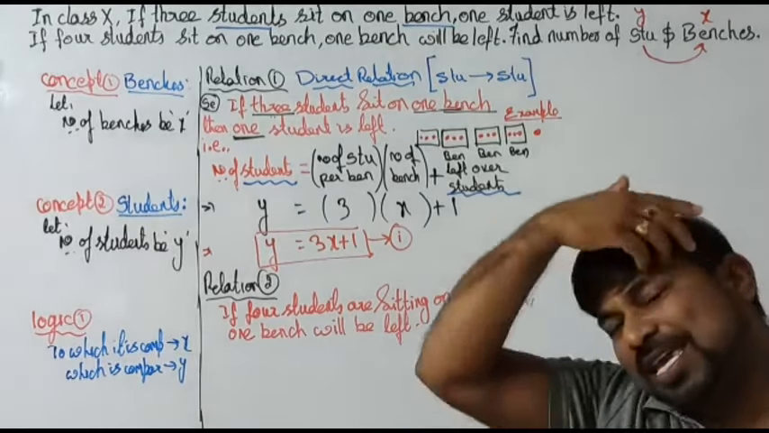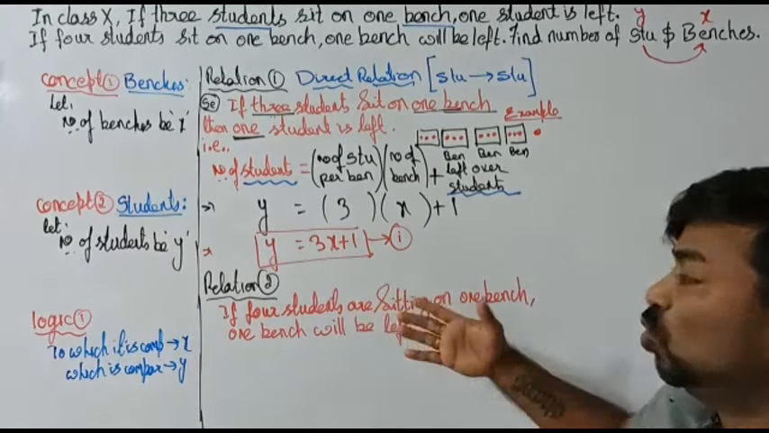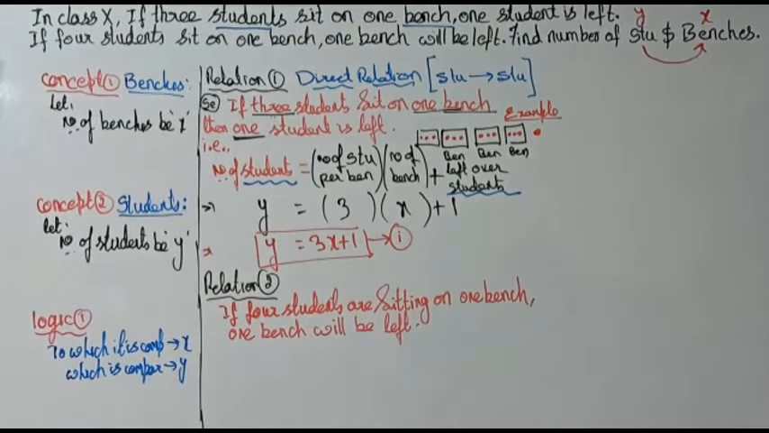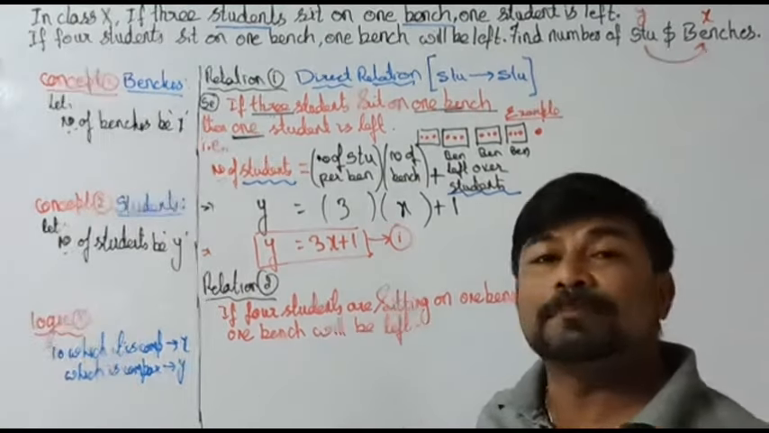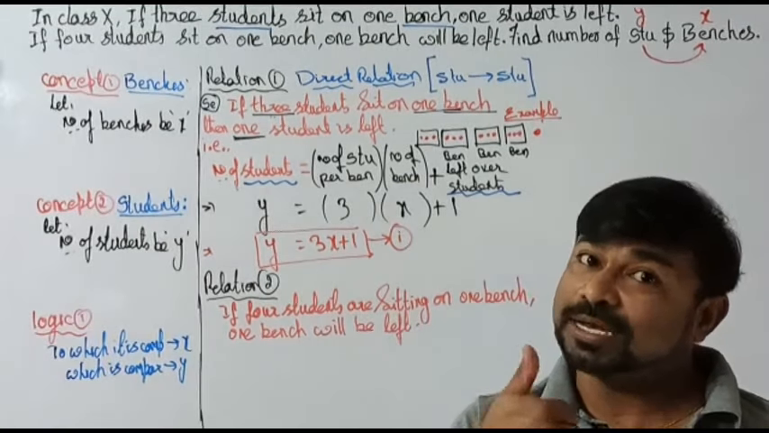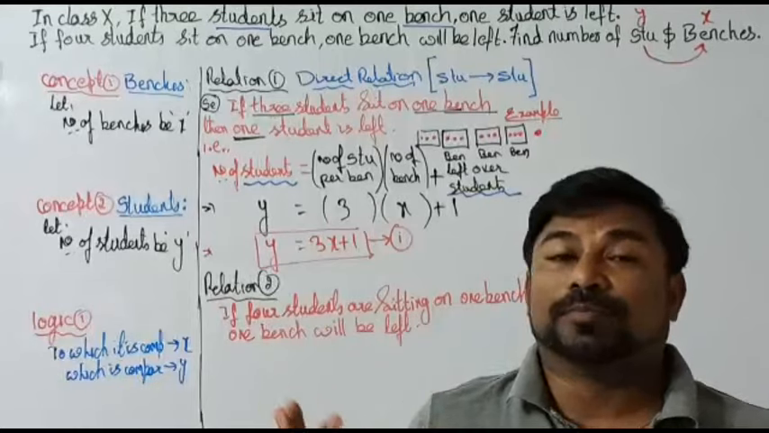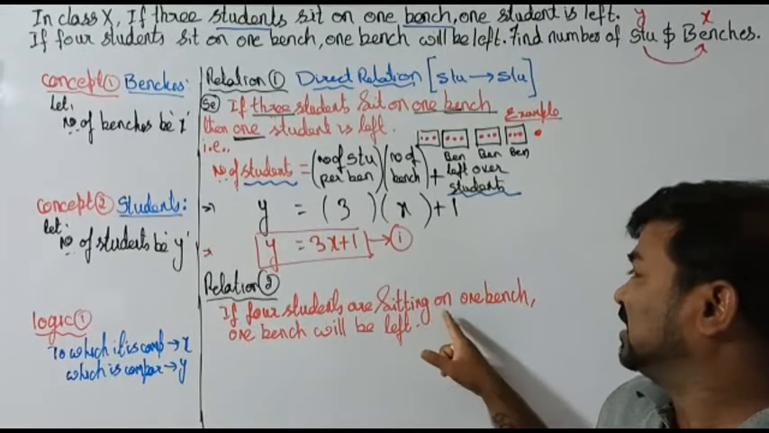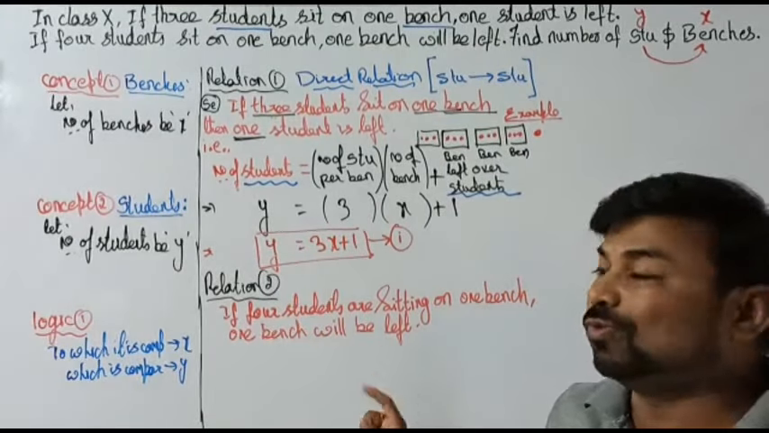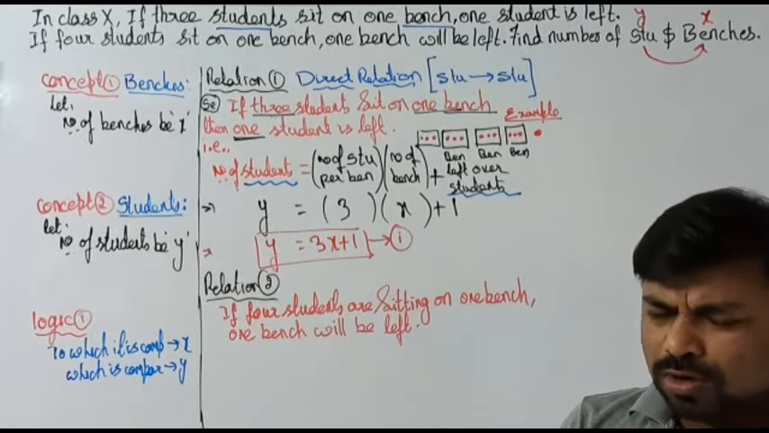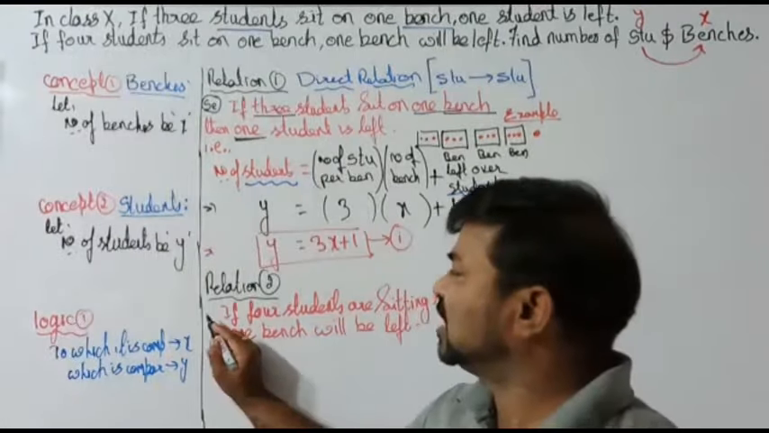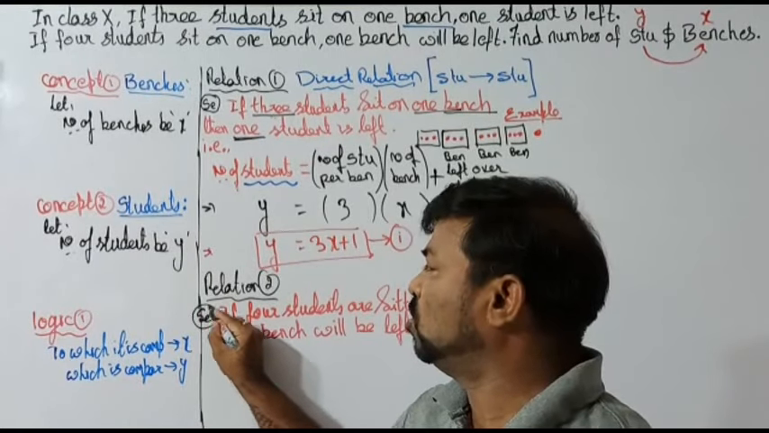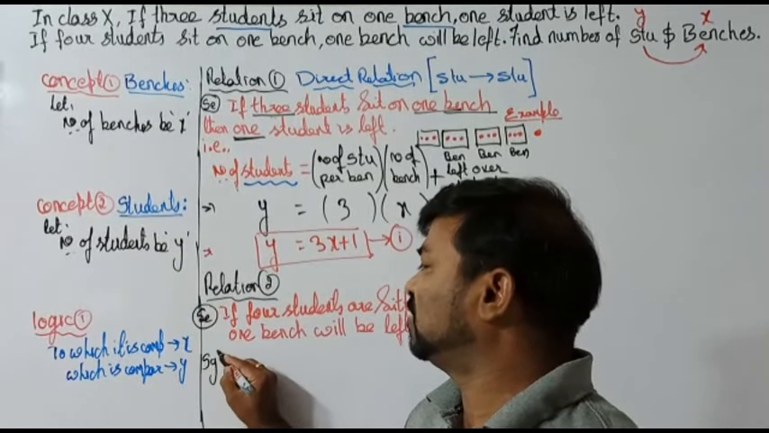So what he's saying, he's giving the relation between the students and the benches here. If 4 students are sitting on each bench, one bench will be left. Let's get back to the relation. Now, if 4 students are sitting on each bench, one bench will be left, right? Now it's a tricky part. This is nothing but the sentence, as you all know. Now let's convert it in terms of symbols.